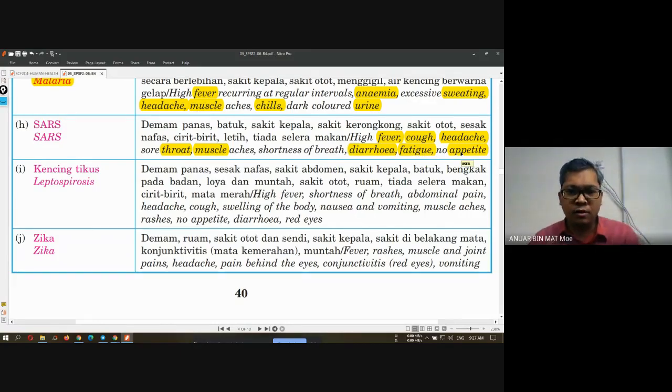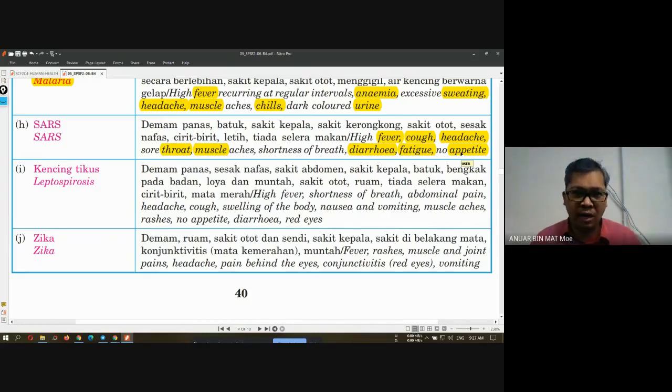Okay. For COVID-19, what is the classic symptom? Fever, coughing, shortness of breath. There is no runny nose or sneezing. That is the symptom for flu. But for SARS, for COVID, it is fever, cough, sore throat, shortness of breath.